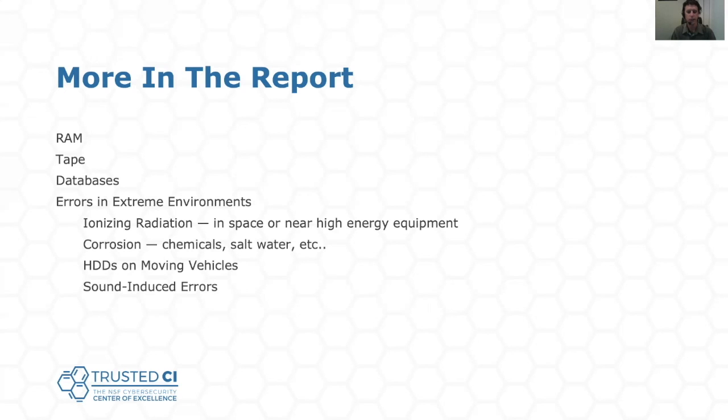In our report, we also describe RAM, tape, and databases, and have more on errors in extreme environments, including ionizing radiation, including experiments looking at data storage that find that all hard disk drives under test fail under sufficiently high radiation, corroding cables, errors due to movement, and errors due to sound.